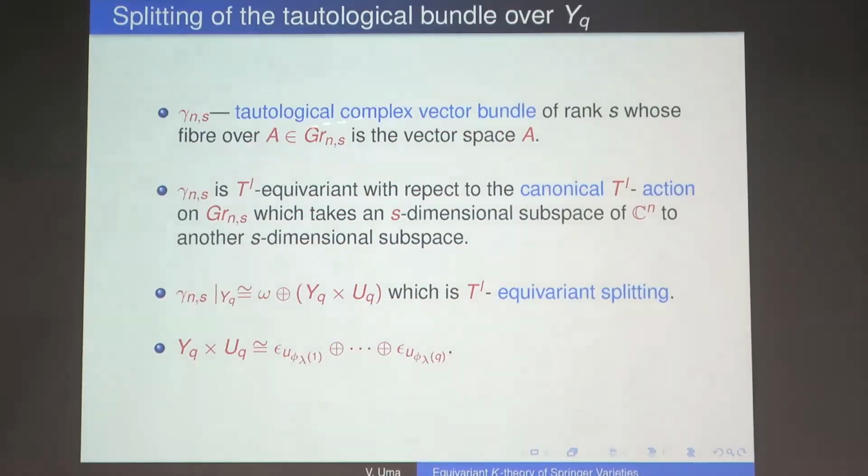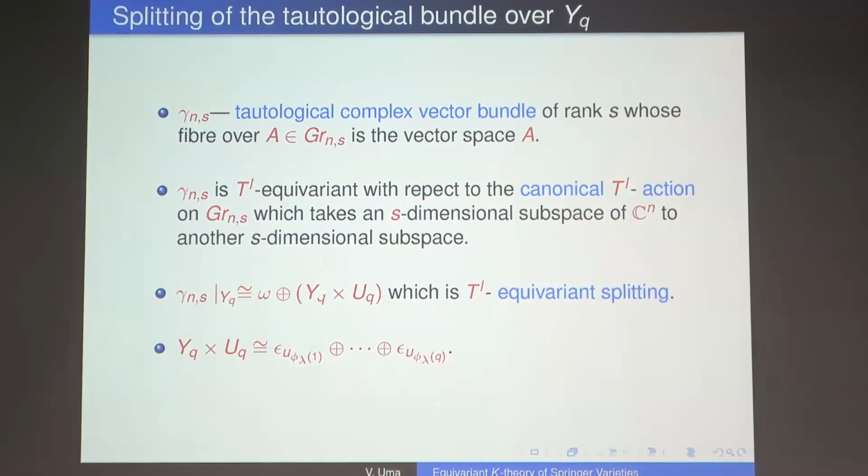So we take the tautological complex vector bundle of rank s on the Grassmannian. That means the fiber over any element of the Grassmannian is the vector subspace A of C^n, the tautological complex vector bundle. And we know that this is again T_L equivariant. It is T^n equivariant, but we just take T_L equivariant with respect to this action. So what is the restriction of the tautological vector bundle on this Schubert variety?